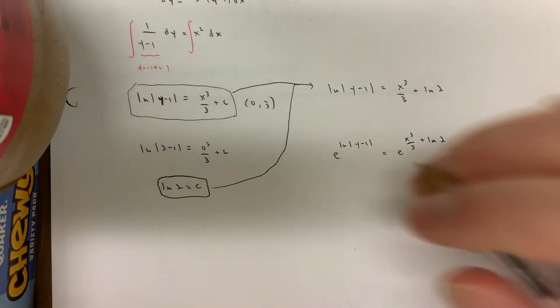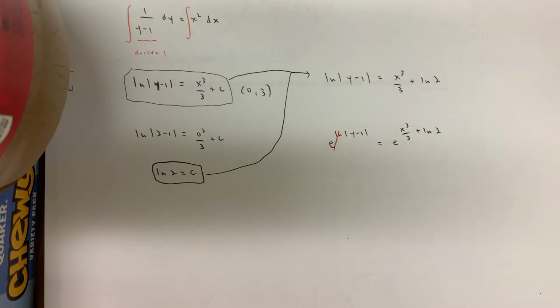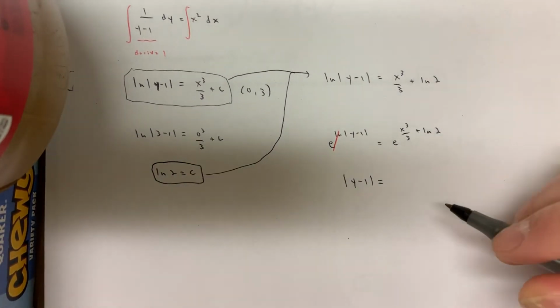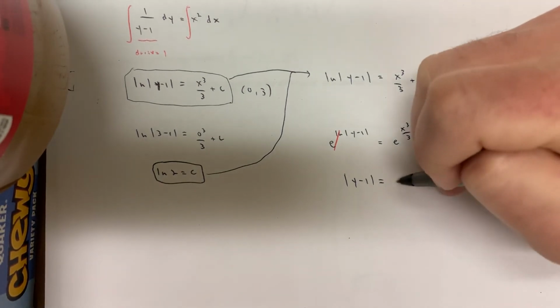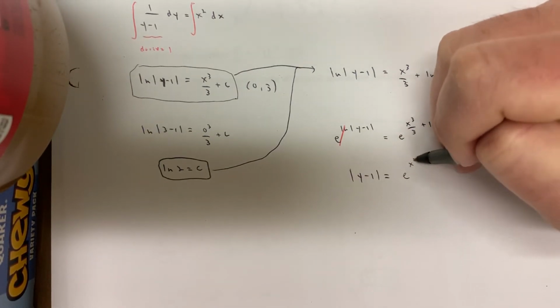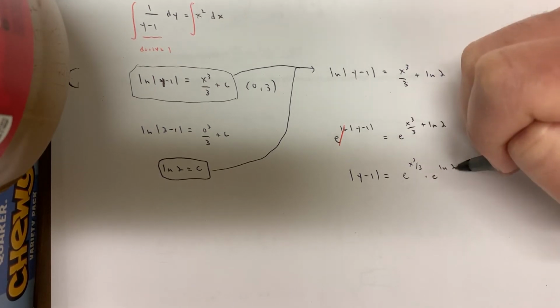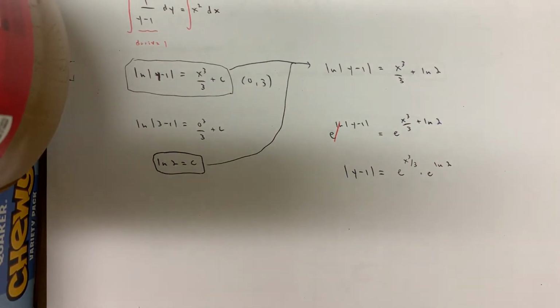Here the E and the ln cancel, but be careful because now we have the absolute value of the quantity y minus 1, a little bit different from the last problem. It was just the absolute value of y. This is equal to, I'll do this on the right-hand side though, e to the x cubed over 3 times e to the ln 2. Right, addition of exponents means like bases have been multiplied.